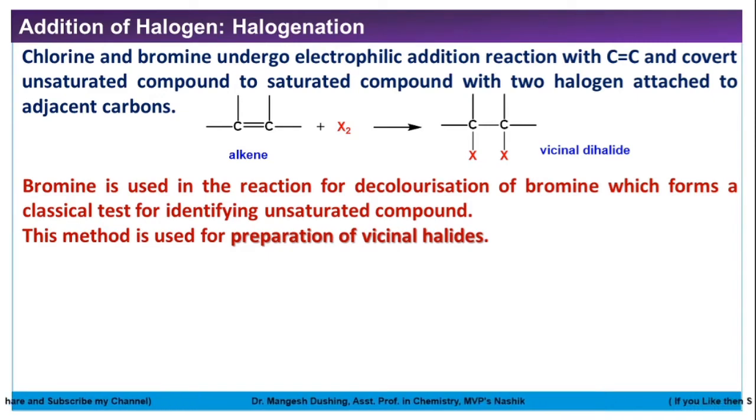This method is used for the preparation of vicinal halides. Vicinal means two halogens are present on adjacent carbons, that is why it is called vicinal. This method is used for the preparation of vicinal halides.